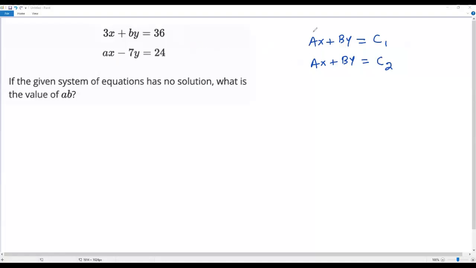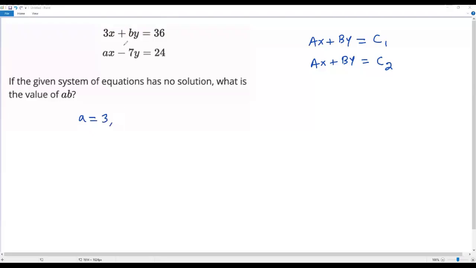So what do we understand from this system? The coefficient of x here and the coefficient of x here must be the same. The coefficient of y in the first equation and the coefficient of y in the second equation must be the same. So let's apply the logic in our system. What's the coefficient of x in the first equation? It is 3. What is the coefficient of x in the second equation? It is a. So 3 and a must be equal, that is a = 3.